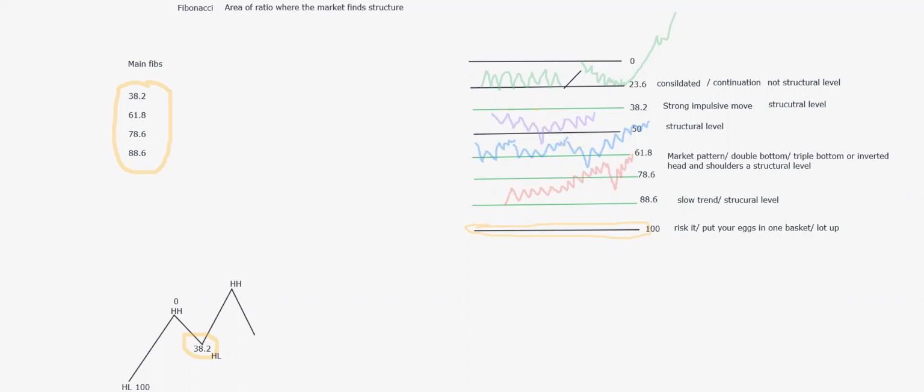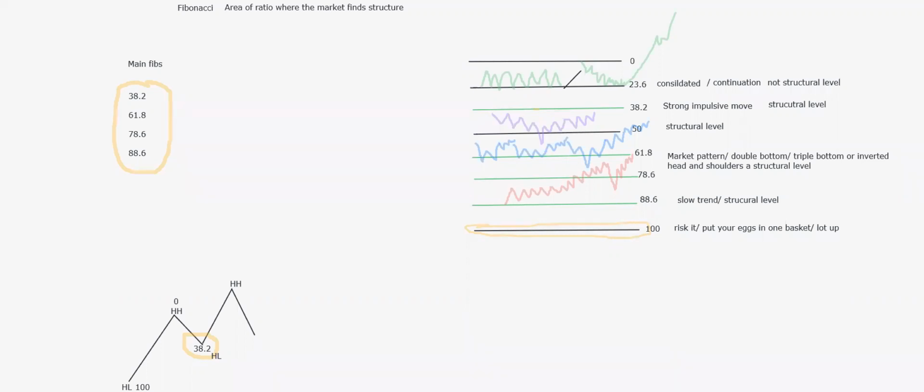So the question is, all right, well, how do we know, right? How do we know it's ready? How do we know it's found its structure in these fib levels? This is where we add in those changes of character that we explained in the last videos, right? You start seeing change of character at 38.2. That's a sign that it's found support, right? You start seeing change of character at 61.8, right? That's a sign that, okay, maybe we found support.